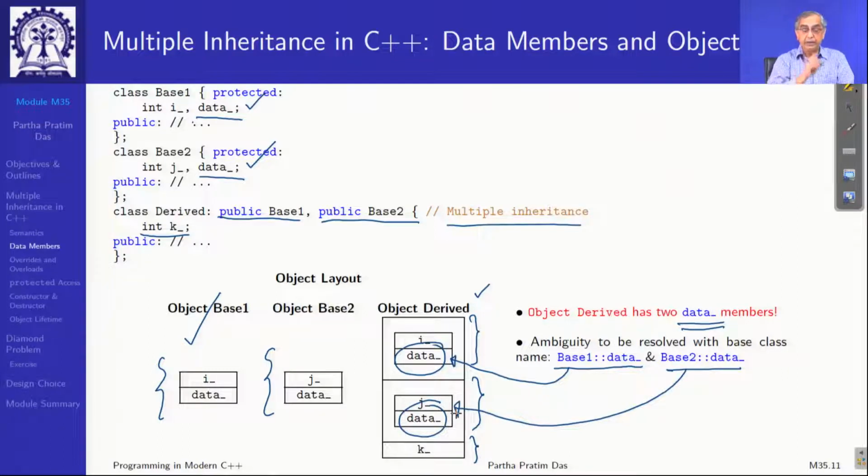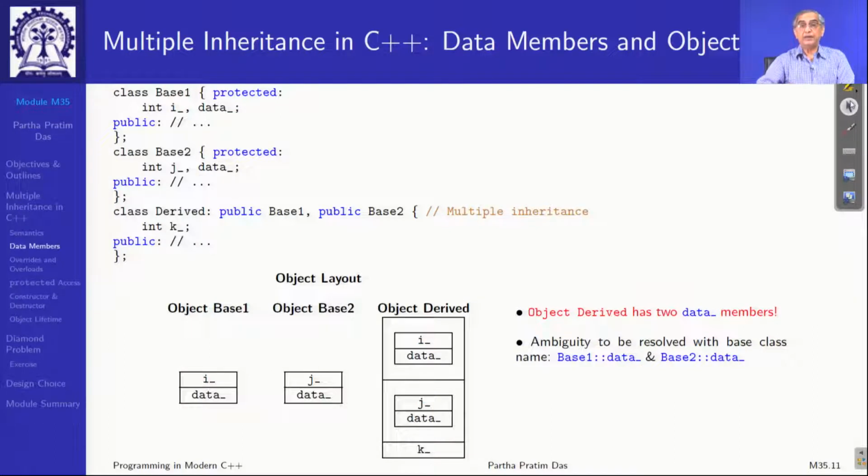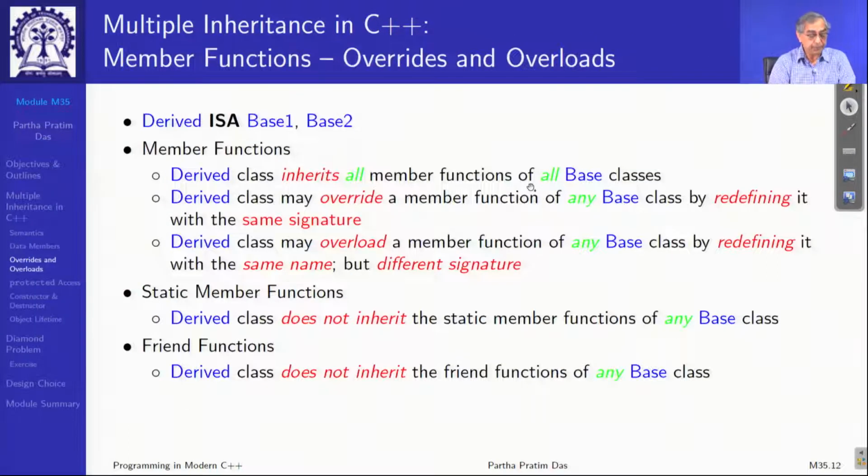This is the added complication that comes up because you have multiple base classes, and obviously they can have members which are common in the name, but instance-wise they are distinct, and both of them will exist in the derived class object.